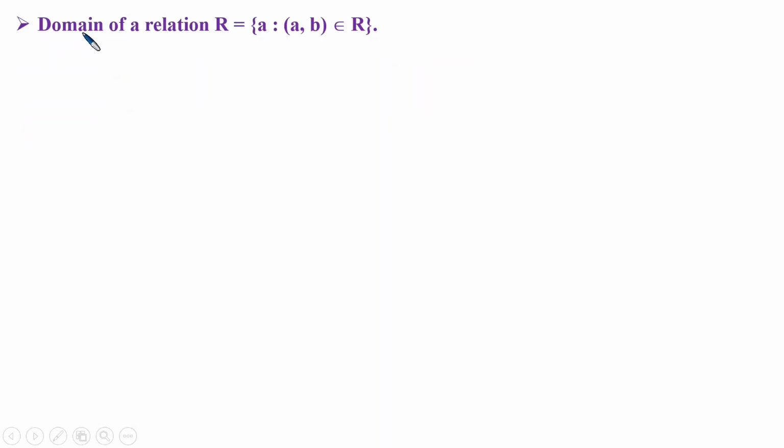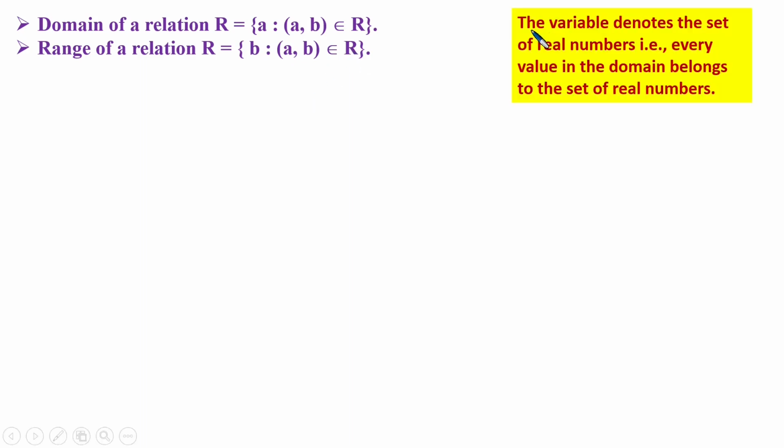So now one can write domain in a set builder form, that is domain of a relation R equal to A such that ordered pair A comma B belong to R. Here R is a real number. Here I should have used a different notation, but I am following your textbook, so there they have used this notation, but it is okay as long as you know what it means. Now range in a set builder form, that is range of a relation R is equal to B, such that ordered pair A comma B belongs to R. Here again R is a real number. So to note, the variable denotes the set of real number, that is every value in the domain belongs to the set of real numbers.